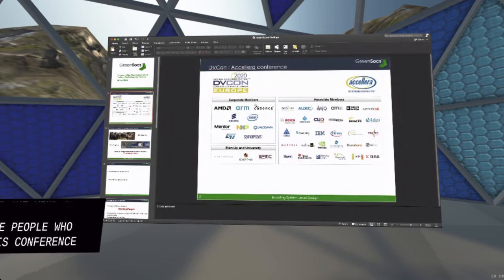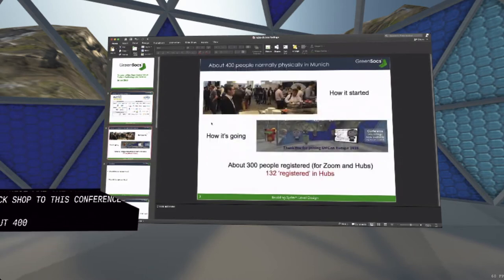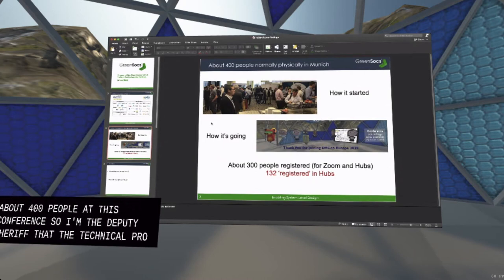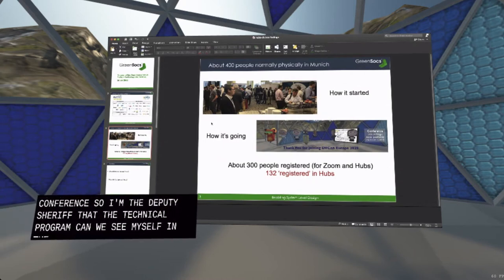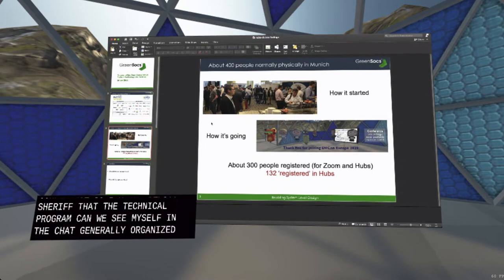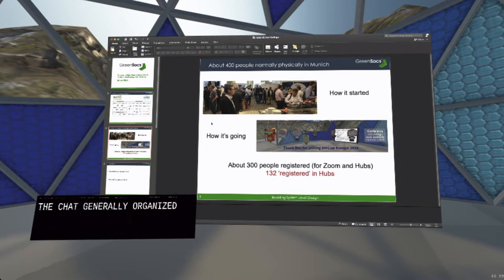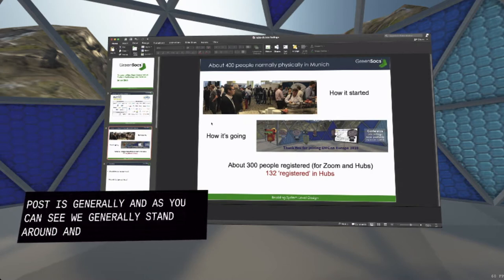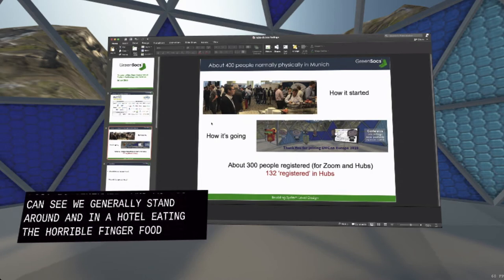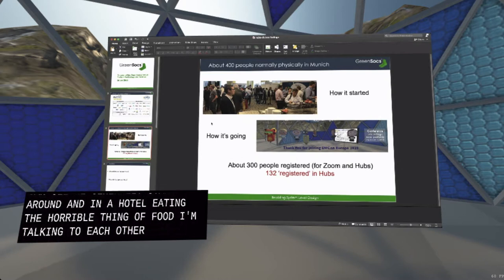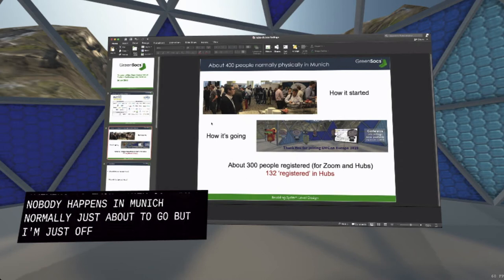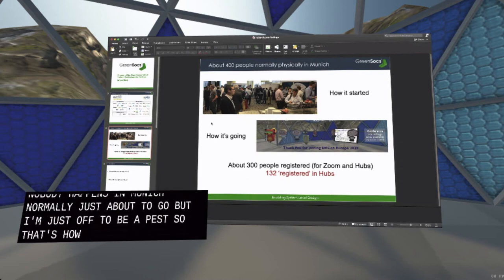And typically we would have about 400 people at this conference. I'm the deputy chair of the technical program committee. So myself and the chair generally organize the content of the conference. There's also posters generally. And as you can see, we generally stand around in a hotel eating horrible finger food and talking to each other. That normally happens in Munich, normally just about in October time, just after the Oktoberfest. So that's how this whole thing started.